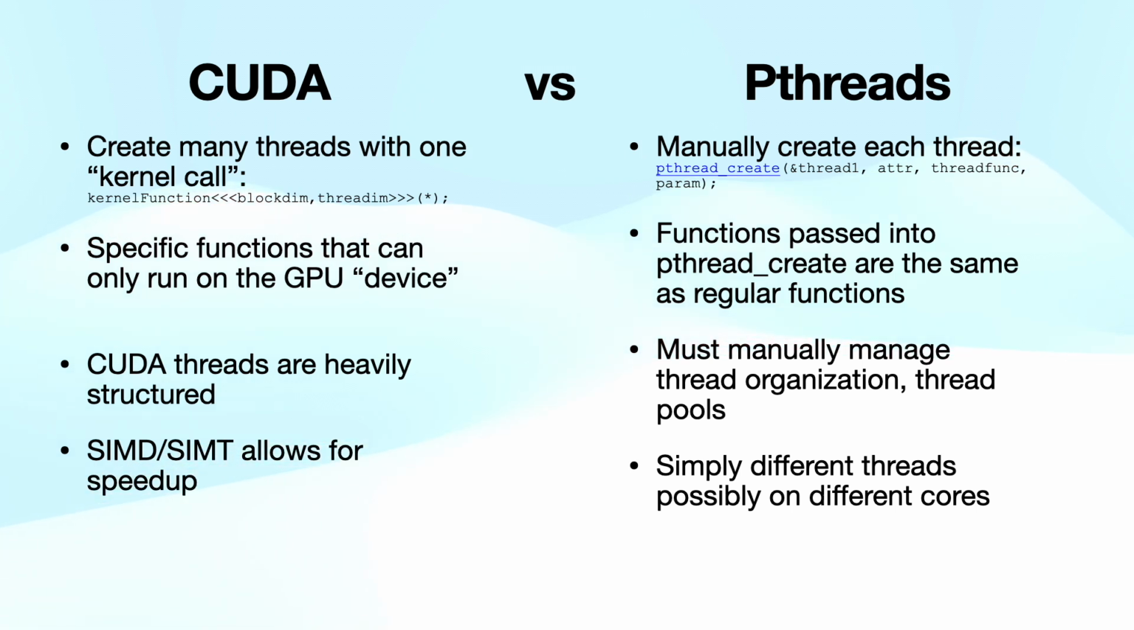So pthreads, on the other hand, can have very different functions in each thread, and there's no major repercussions to this. So this allows CPU threads to be split, for example, like with one thread listening to network traffic and another few threads just doing computations.